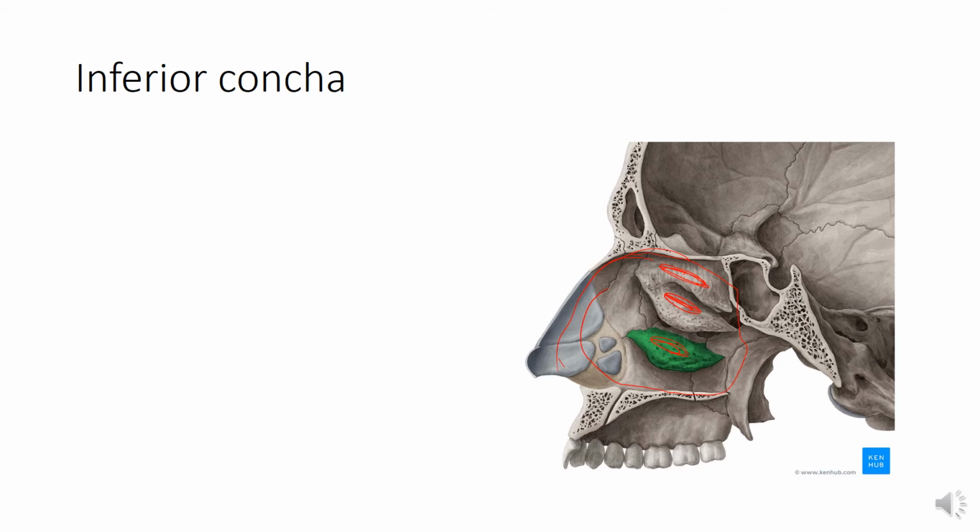The superior and middle concha, as I have told you, are parts of the ethmoid bone, but the inferior concha is a separate independent bone. The conchae collectively increase the surface area in the nasal cavity, allowing the inspired air to be warmed and humidified more effectively.